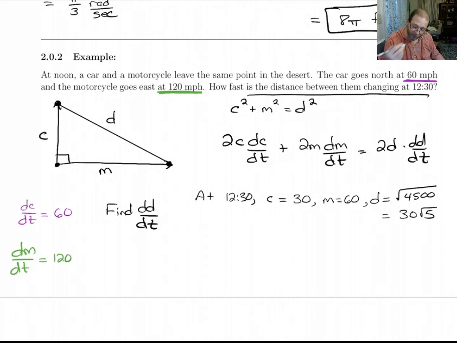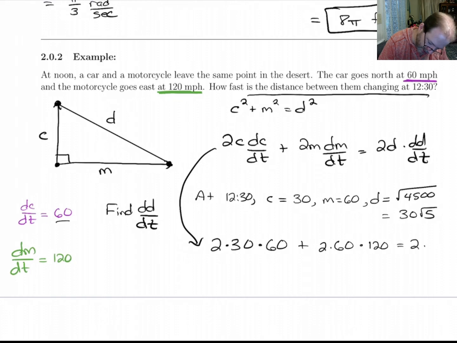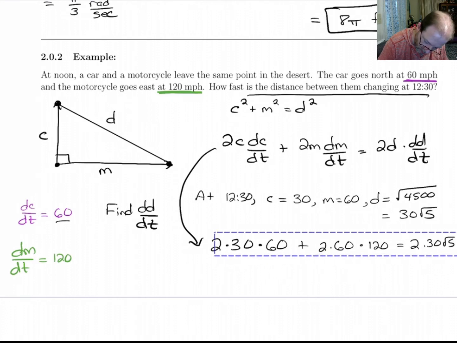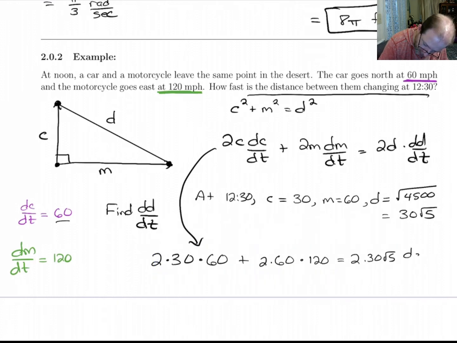All right, so we've got everything we need, we just got to plug in. So plugging into this equation, we get 2 times C times dc/dt plus 2 times m times dm/dt equals 2 times d times dd/dt. That's the thing we're trying to solve for, is the dd/dt.